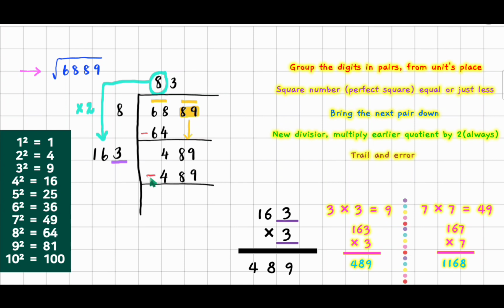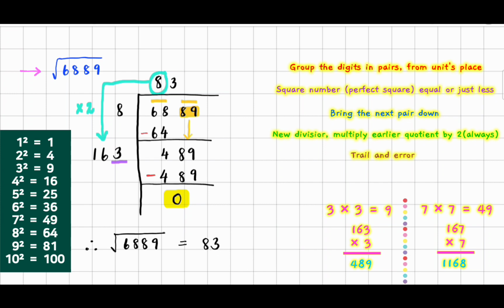Then we subtract the product from the number above it. That's 489 minus 489, we get 0. The moment we get a 0 here and there are no more pairs left, we are done. But where is the square root of 6889? Well, it's the number you got on top. It's 83. Hence, the square root of 6889 is 83.